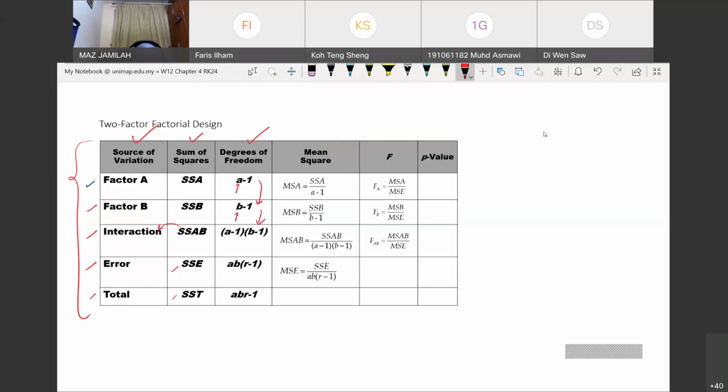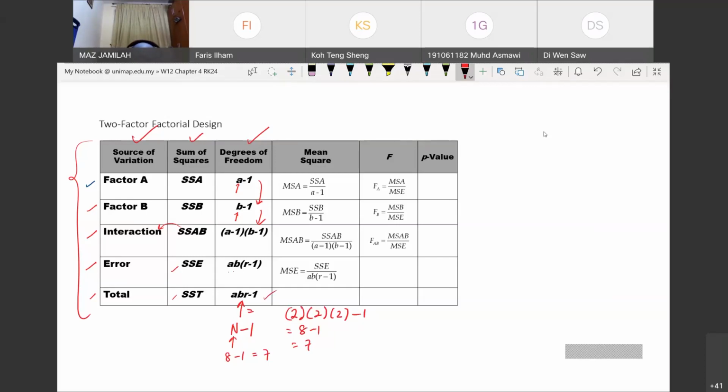And then for the error, you multiply the levels of factor A with the levels of factor B, multiply with the replication number minus 1. And for your N total, or you can say simply N minus 1, this is A multiplied by B multiplied by replication. So as what we have just now, we have 2 for A, 2 for B, 2 for R, so you will have 8 minus 1, which is 7. So we know that our sample is 8 minus 1, also 7. So that's how we can get the degree of freedom for total.